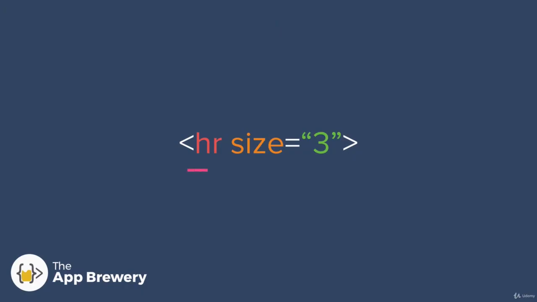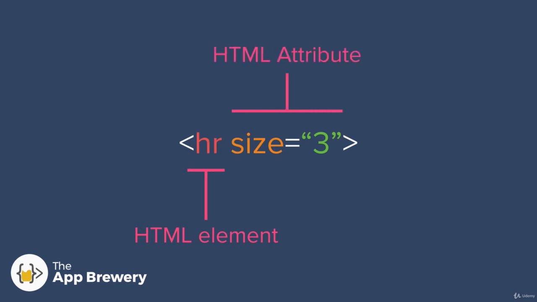Now, we know that the first part of the tag is the HTML element, and it's BR or HR, whatever it is that you want to use. The second part inside the angle bracket, inside our tag, is new. This is called an HTML attribute, and it basically gives more information to the browser to specify modifications to that HTML element. So in this case, we're saying that we want a horizontal rule, but we want it in size 3.